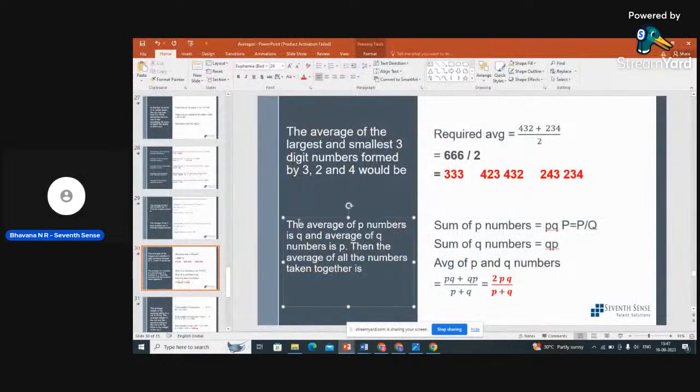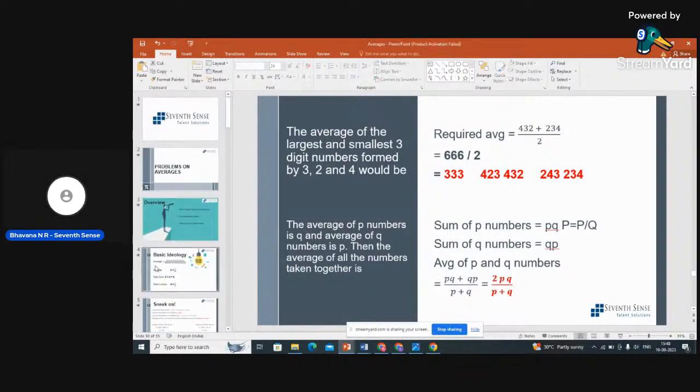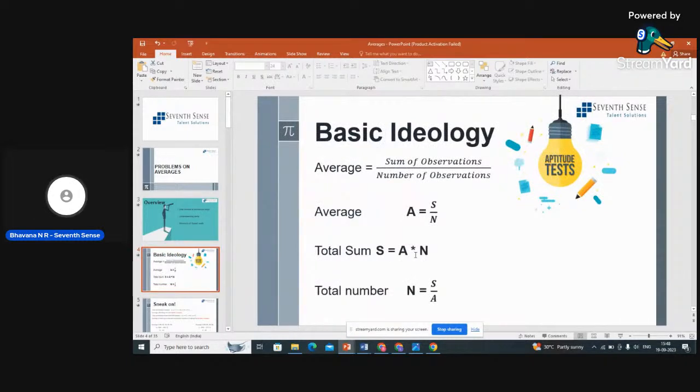See, the average of P numbers is Q. So what is the formula for the average? Average is equal to the sum of the observations divided by the number of observations, right? So that is the formula. So for the sum of values, what is the formula here? For the sum, it is average into number of observations, a into n.